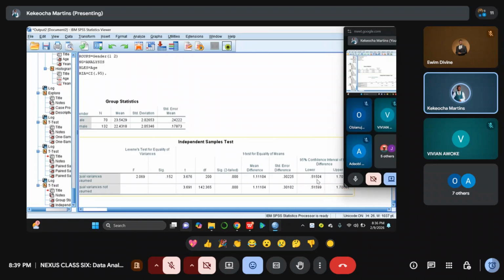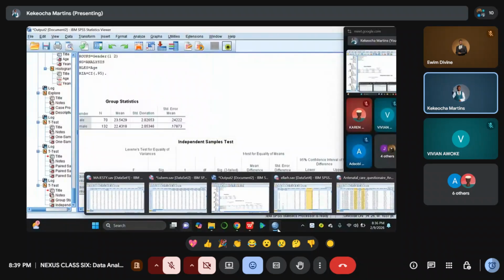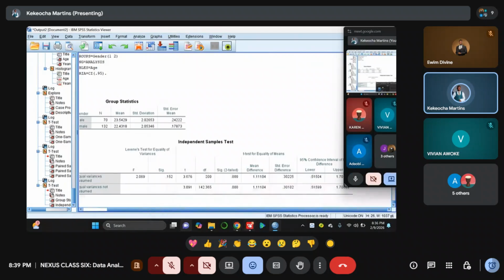0.515 is on the same side of the number line as 1.7. They are on the positive side, so it does not contain zero. This further tells us that there's a significant difference between the mean age of males and females. So that is for independent sample t-test. Then we'll go over to ANOVA.